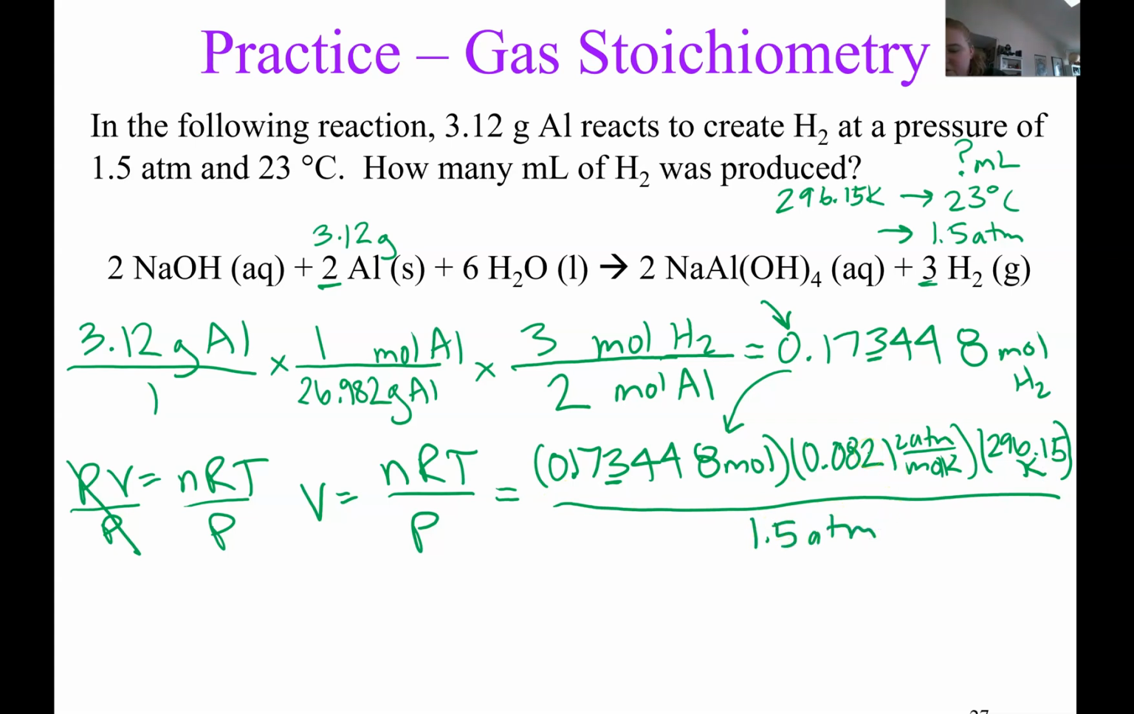Okay, lots of numbers to work with here. So the number of moles times 0.0821 times 296.15 divided by 1.5. The volume is equal to 2.81148. Couple things, units and significant figures: moles, Kelvin, atmospheres, we're left with liters. We look back at our starting information. We definitely had just 2 significant figures, so that becomes just 2.8 liters, but we're not done.